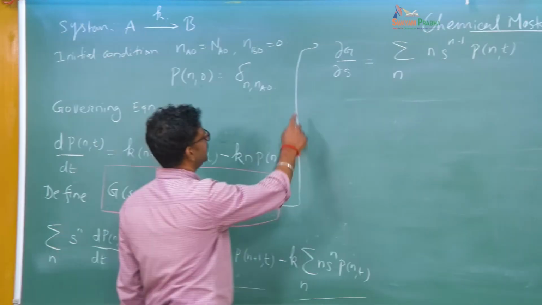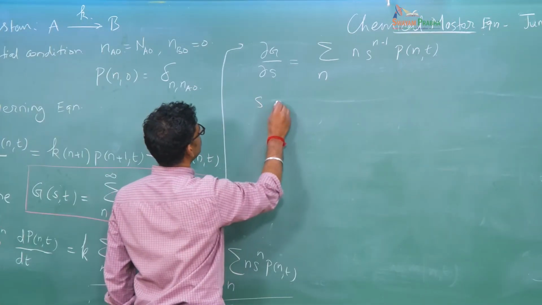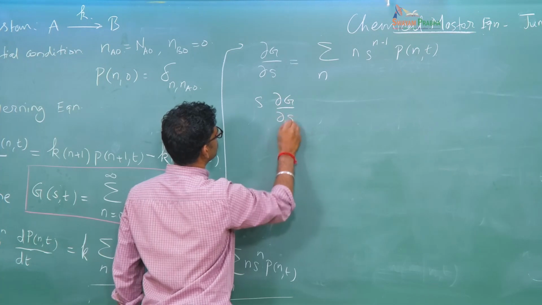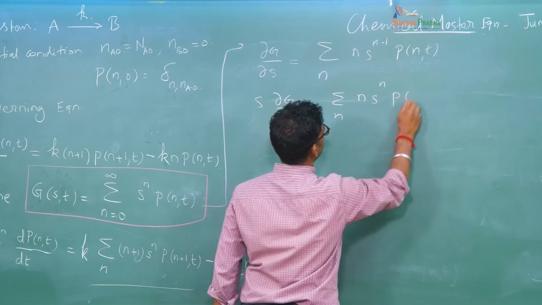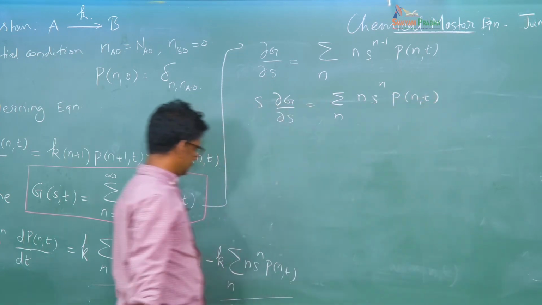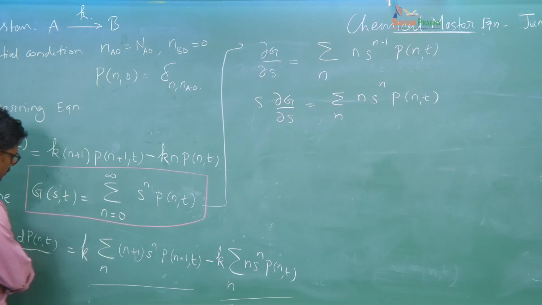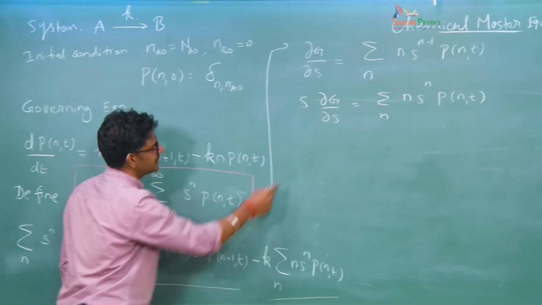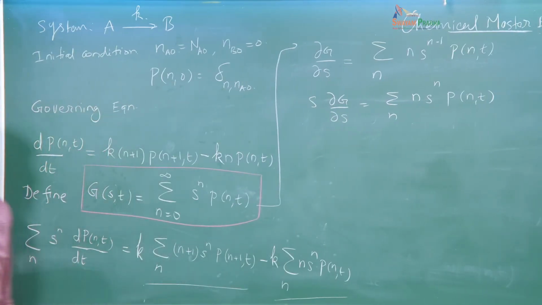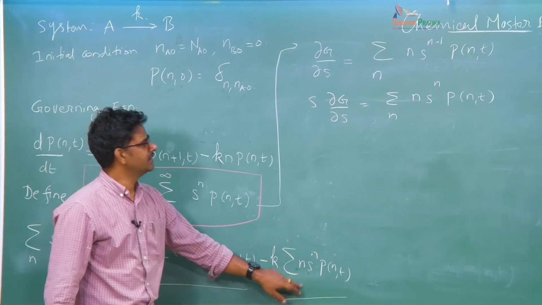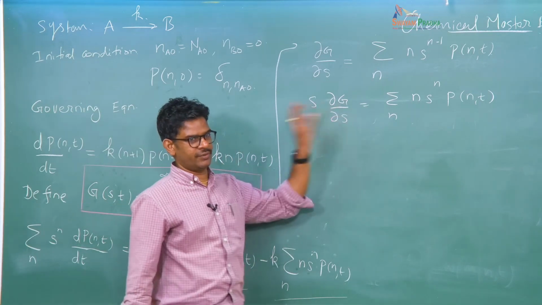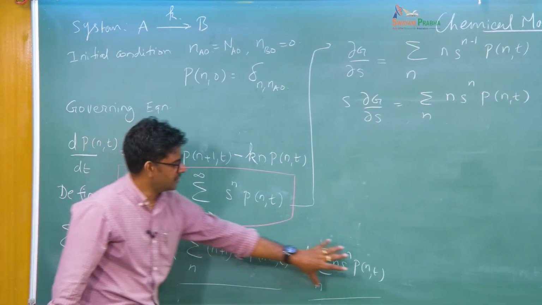Now if I multiply by s across, I get s dG/ds equals the sum of n s^n P(n, t). You can see that in the original equation, this term, n times s^n P(n, t), is nothing but s times dG/ds. So I can deal with this term with this.